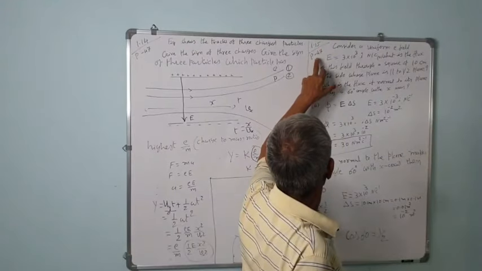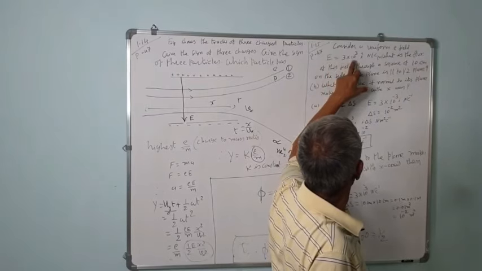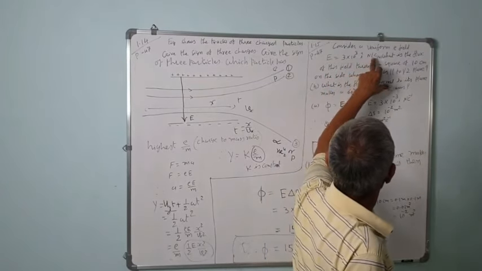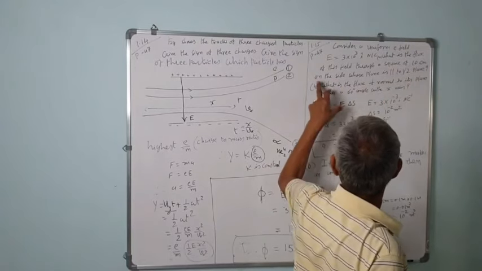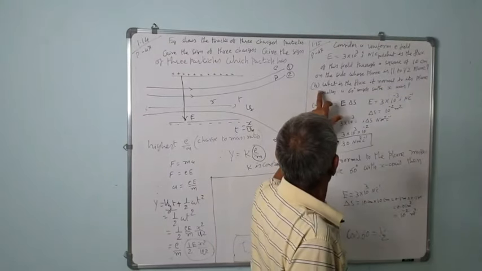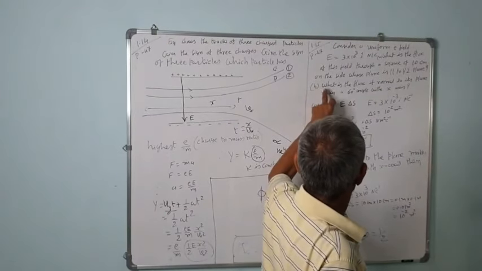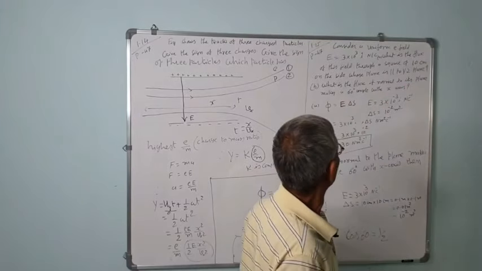Number 1.15, page number 47. Consider a uniform electric field E equal to 3 into 10 to the power 3 i Newton per Coulomb. What is the flux of this field through a square of 10 centimeter side whose plane is parallel to the YZ plane? Next question: what is the flux if the normal to its plane makes a 60 degree angle with the x axis?